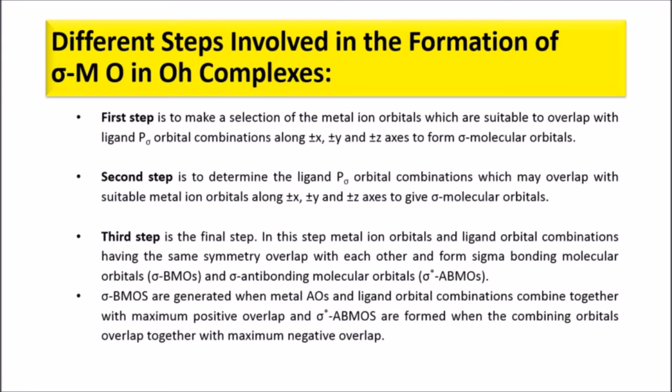Sigma BMOs are generated when metal atomic orbitals and ligand orbital combinations combine together with maximum positive overlap, and sigma star, that is anti-bonding molecular orbitals, are formed when the combining orbitals overlap together with maximum negative overlap. That means positive overlap results in BMO formation, and negative overlap results in anti-bonding molecular orbitals, that is ABMOs.